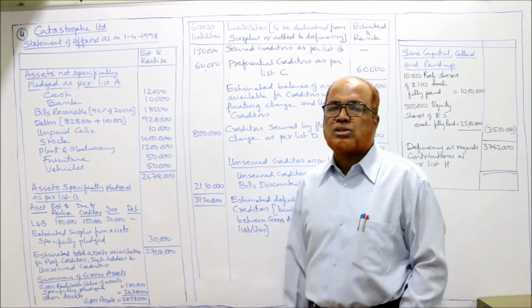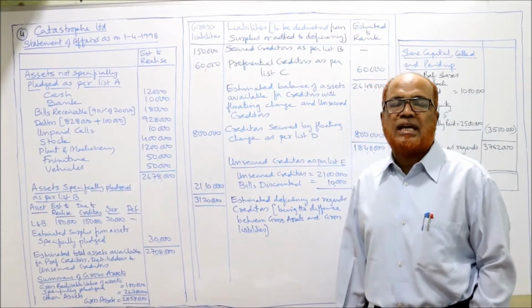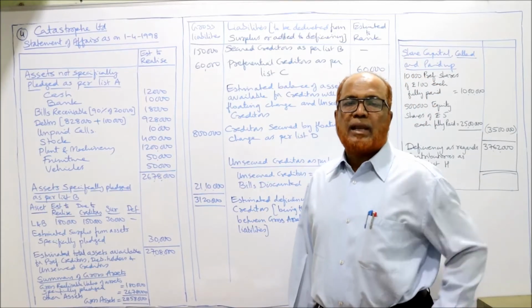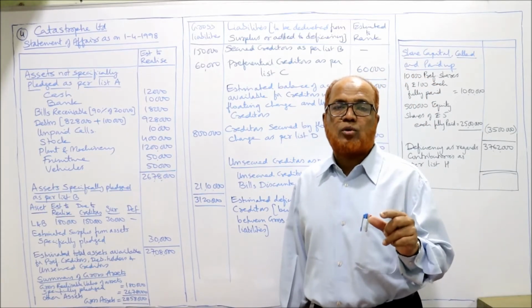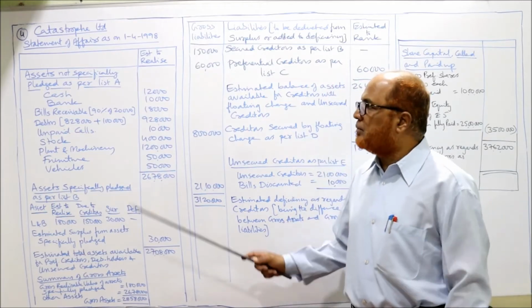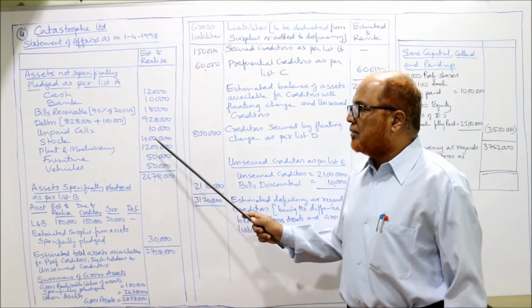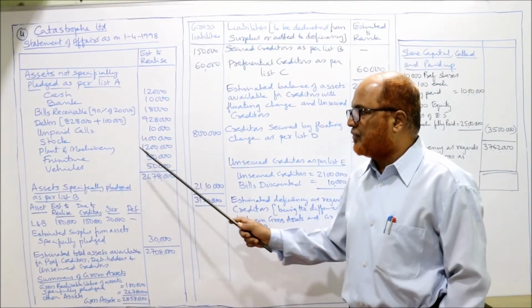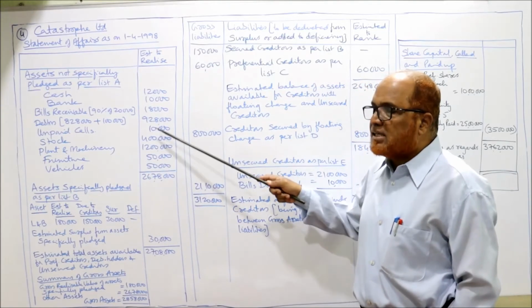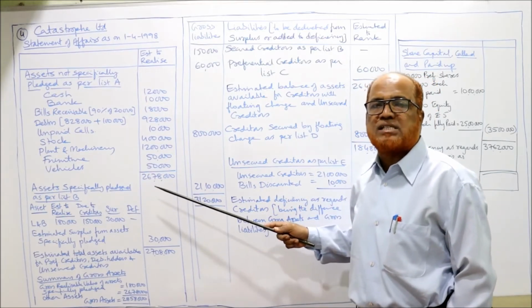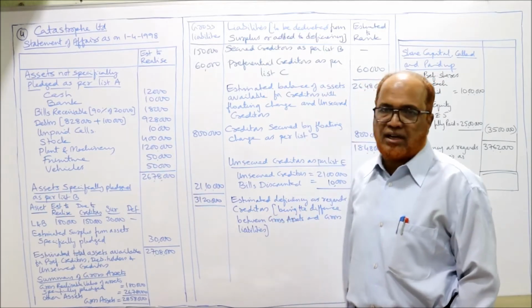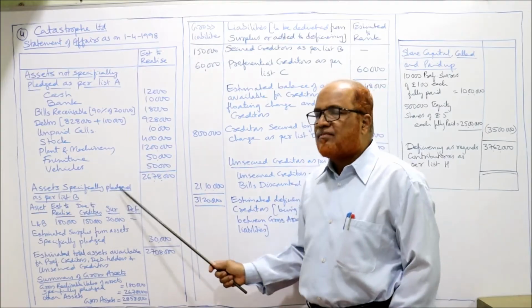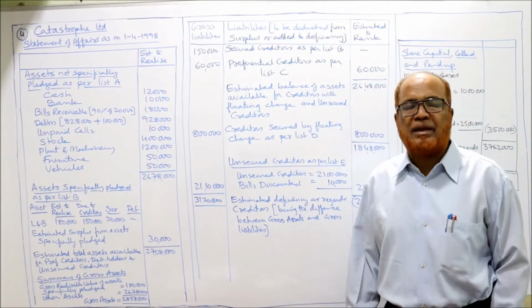9,28,000. Unpaid calls. Unpaid calls means calls in arrear. On the liability side it is given there are 10,000 rupees calls in arrear. We expect it will be recovered. Stock realizable value 4 lakh. Plant and machinery realizable value 12 lakh. Furniture 50,000. Vehicle 50,000. Total estimated realizable value of list A, 26,78,000.